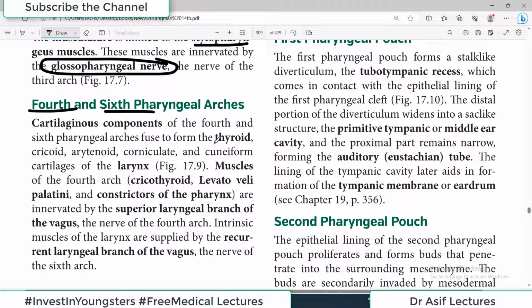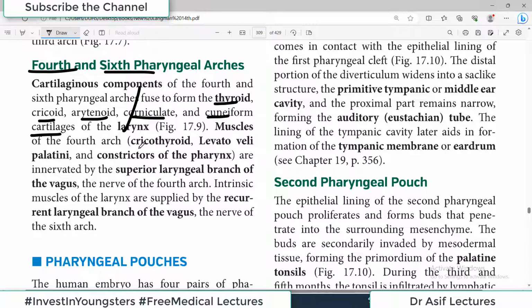अच्छा, अब फोर्थ एंड सिक्स्थ फेरेंजियल आर्चेस, इनका जो कार्टिलेजिनस कंपोनेंट है फोर्थ फेरेंजियल आर्च का और सिक्स्थ फेरेंजियल आर्च का, they fuse to form the thyroid, cricoid, arytenoid, corniculate and cuneiform cartilages of the larynx. मसल्स कौन कौन से बनते हैं जी? Cricothyroid muscle, levator, and so remember these muscles, okay. And the nerve supply is vagus, superior laryngeal branch of the vagus, okay. Intrinsic muscles of the larynx are supplied by the recurrent branches also from the vagus. So vagus is the nerve, okay.